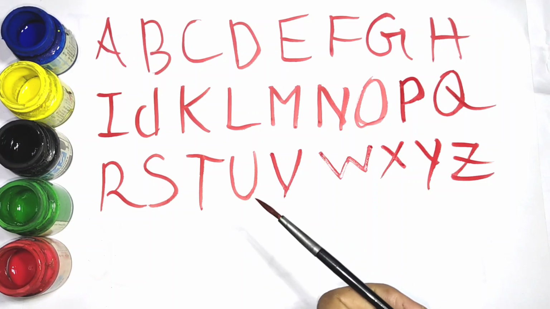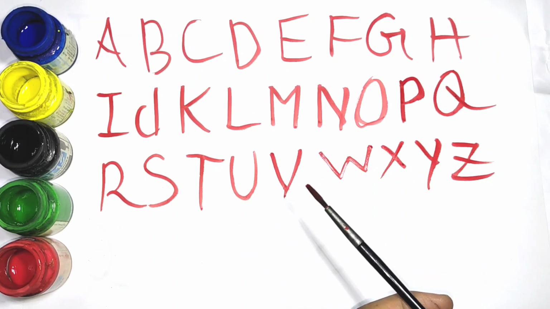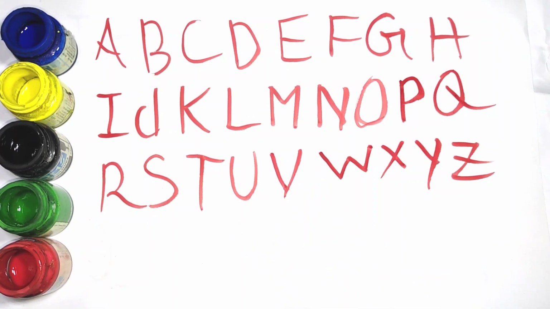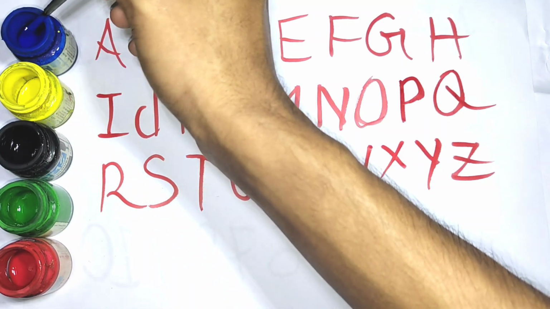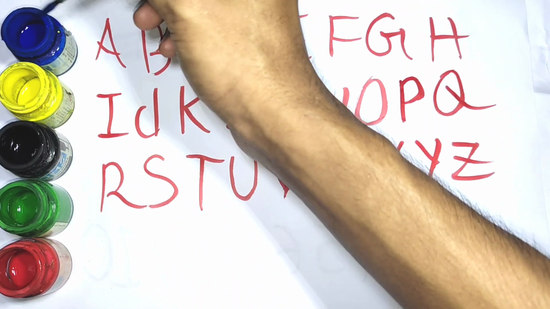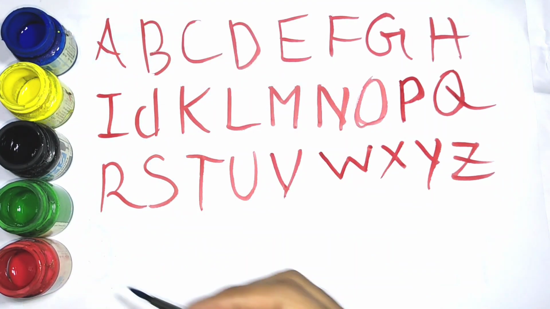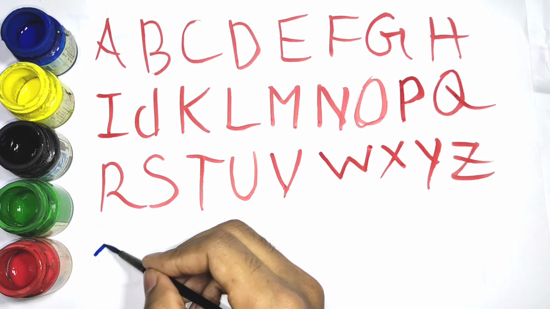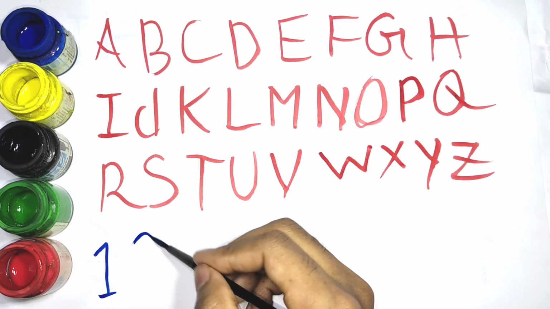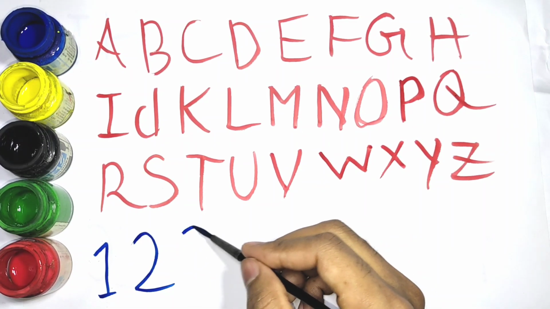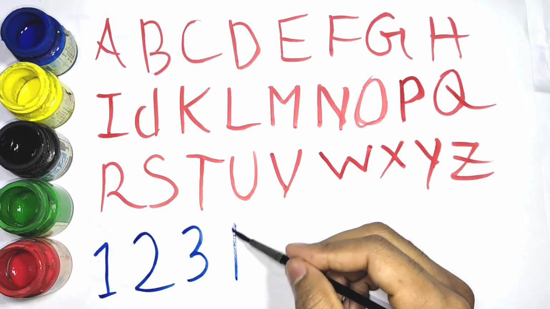The next one is numbers. Now we use the color of blue. First we use blue color. Now we draw the number of 1. The next one is 2. Now we draw 3 and the next one is 4.